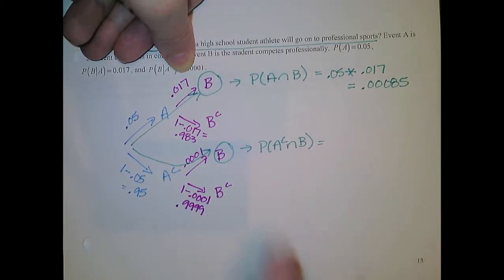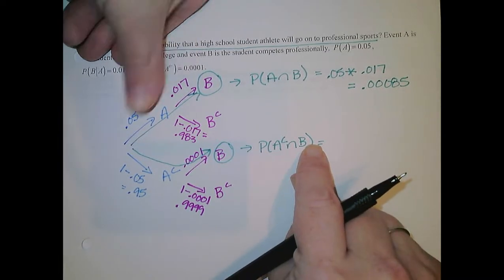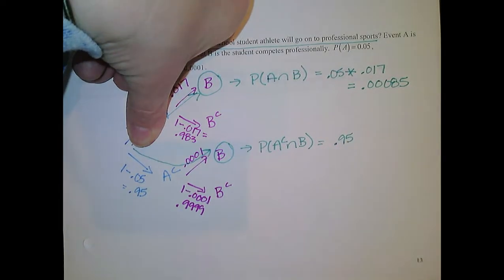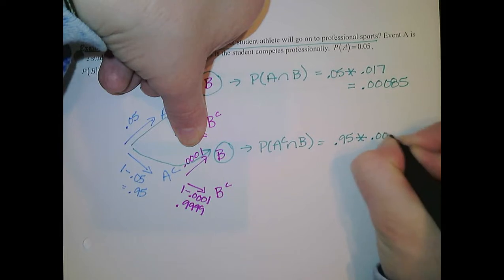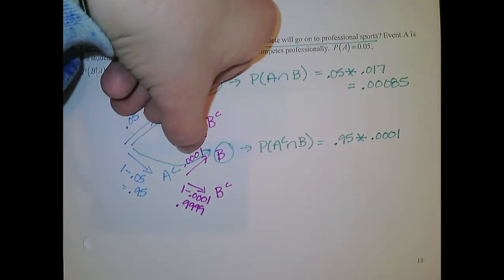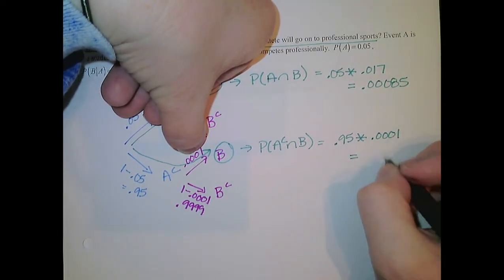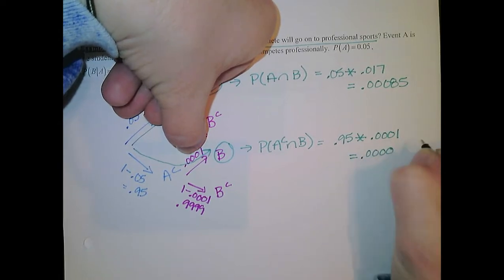The probability that the student doesn't play in college but still goes on professionally would be that 0.95 chance that they don't play in college times that 0.0001 chance that if they didn't play in college, they go on to play professionally, which gives us an even smaller probability, 0.000095.